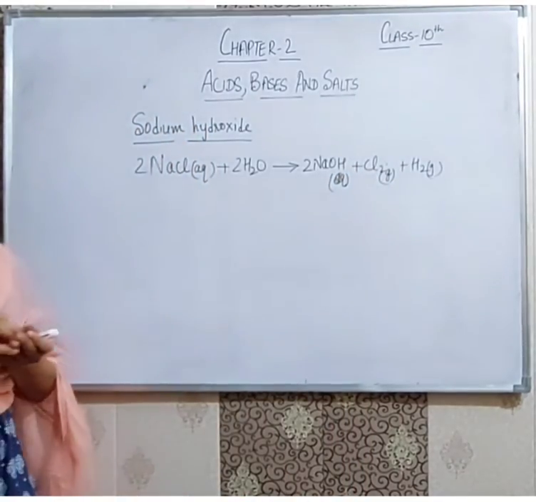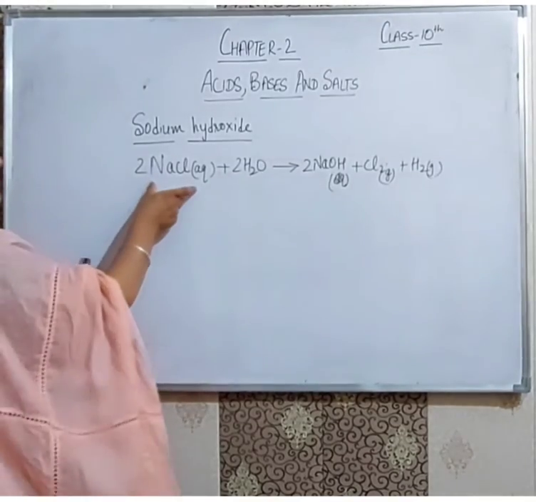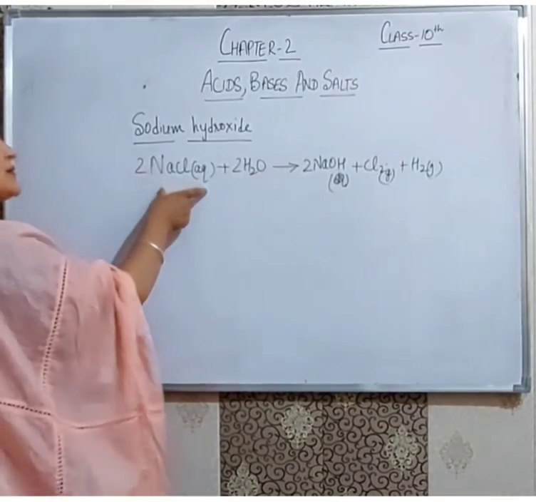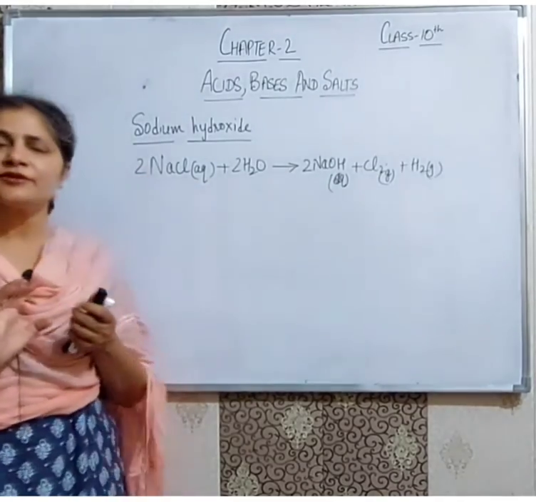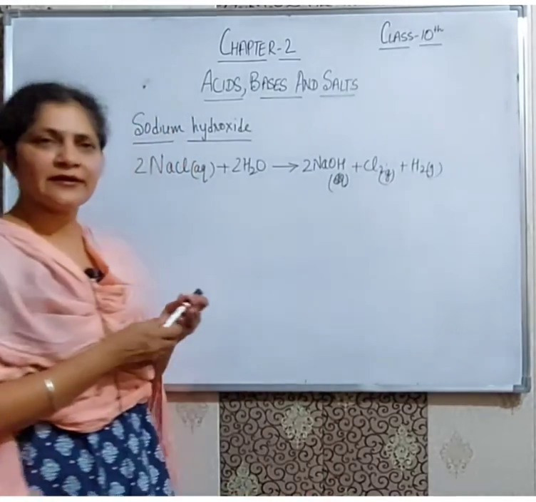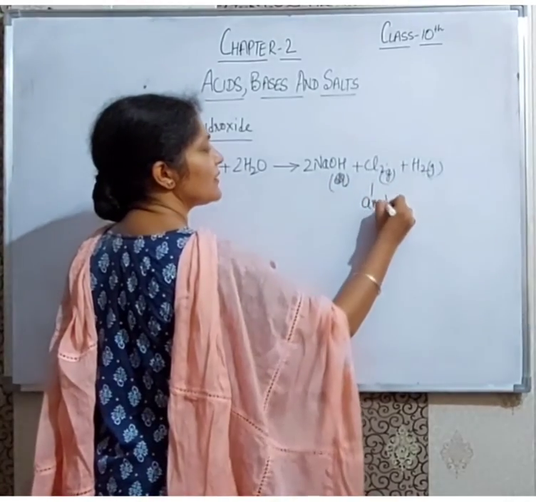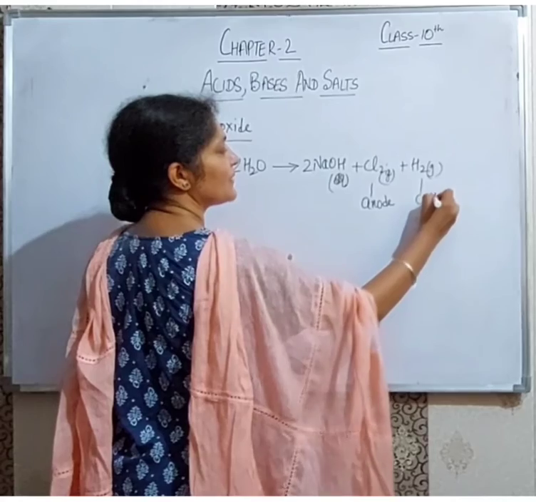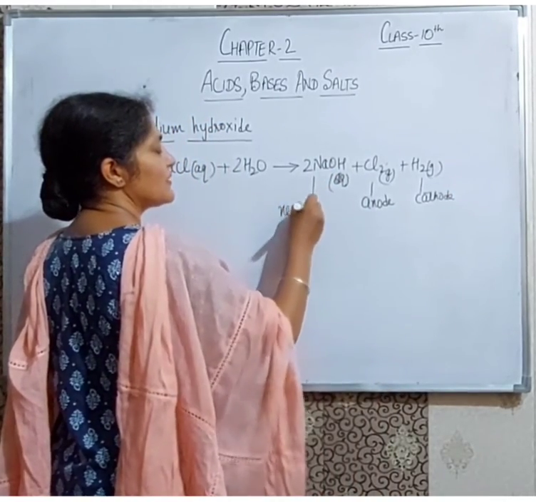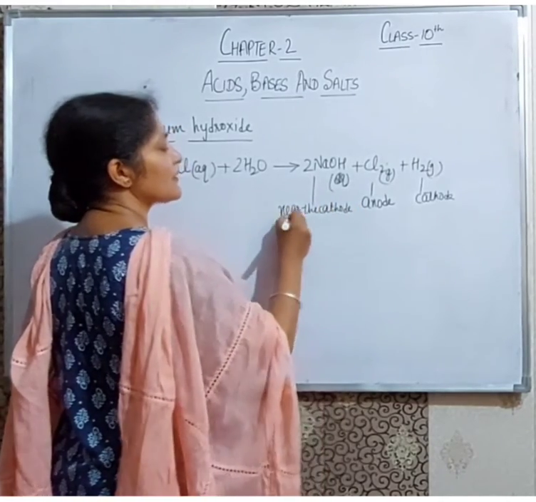So students, I repeat, this is the electrolysis of sodium chloride. When electricity is passed through the aqueous solution of sodium chloride, we get sodium hydroxide, chlorine gas and hydrogen gas. Chlorine gas is formed at the anode and the hydrogen gas is formed at the cathode, and sodium hydroxide is also formed near the cathode.